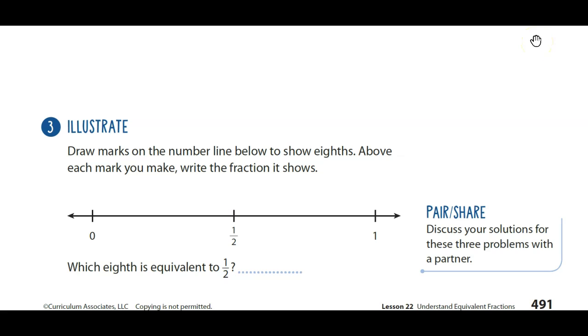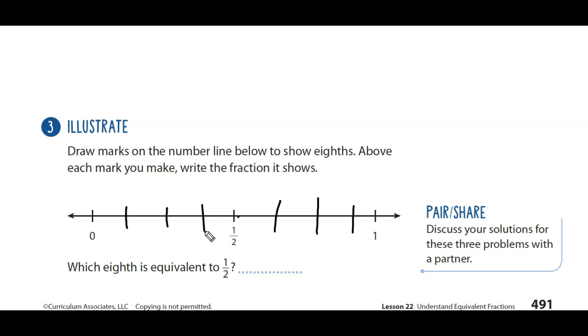Draw marks on the number line below to show eighths. So if I'm going to show eighths, how many lines am I going to need? One less. Like this. That's 1, 2, 3. That's 4, 5, 6, 7. Now I have eighths. Roughly, something like that.